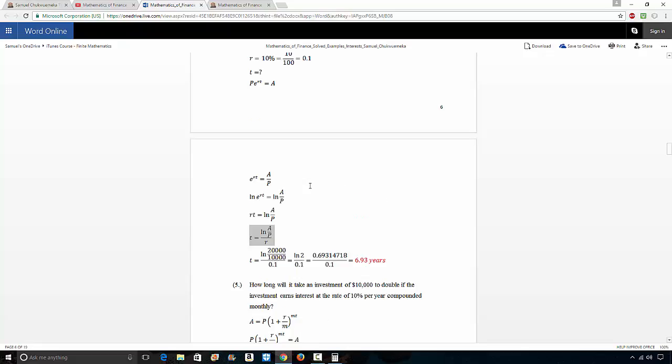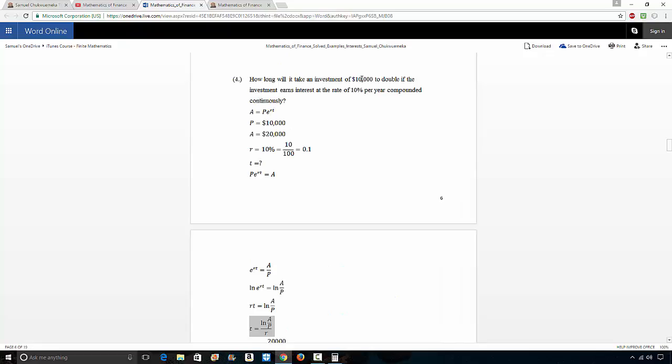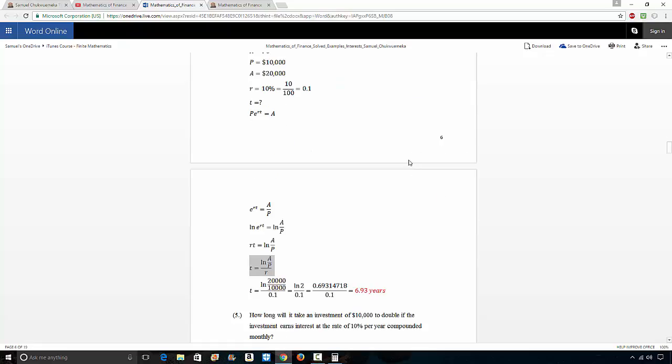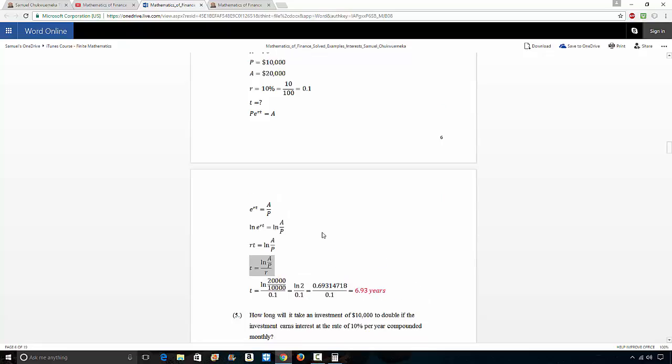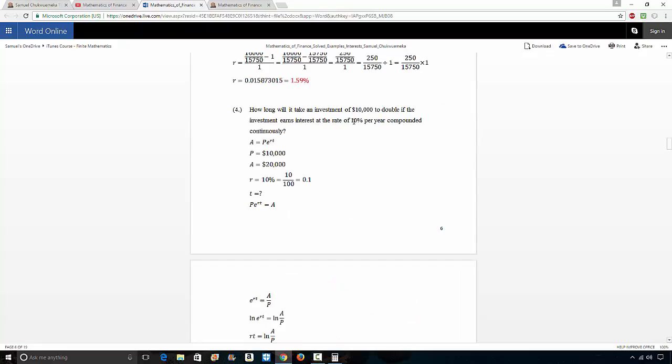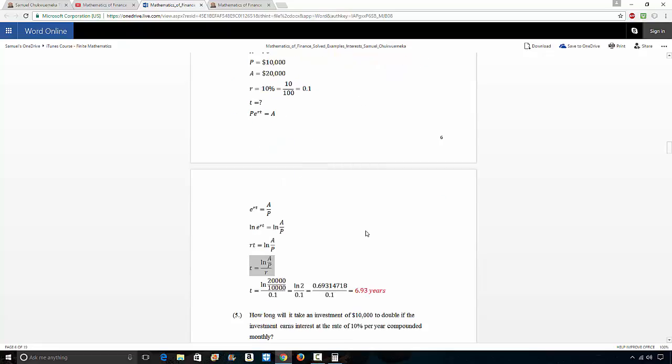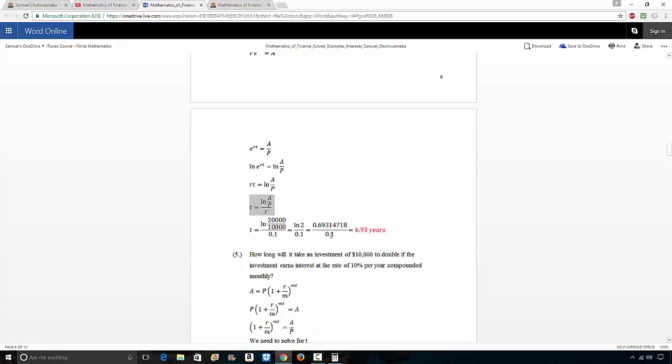We have in this case, the principal is $10,000. We want it to double. So doubling it will make the amount to be $20,000. So this is like saying ln 2 divided by the rate of interest, which is 10%, which is 0.1. So this is like saying ln 2 divided by 0.1. And I talked about ln in the video on continuous compound interest.